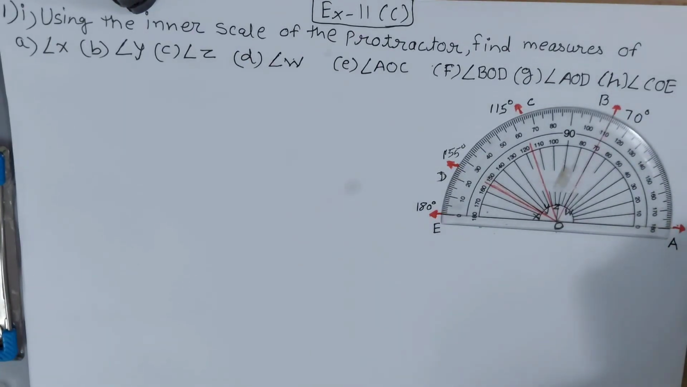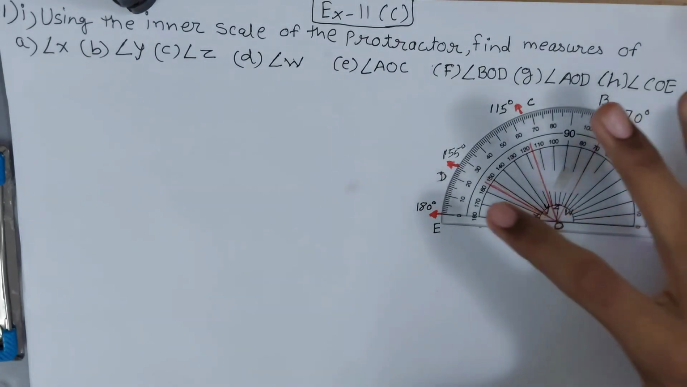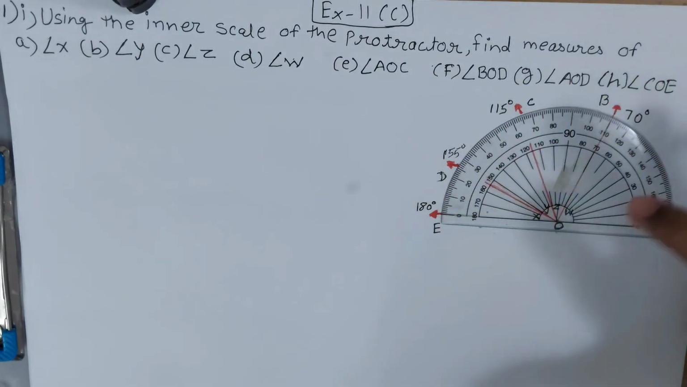We have to use the inner scale of the protractor in this question. You can see this is the protractor. I tried to make it as identical as I could, and this is what I've got. Basically I've made the lines and then I've put the protractor on that. I hope this is understandable. Can you see all the points are there as well, all the angles I have made. They have made a few angles, and we have to find their measure.